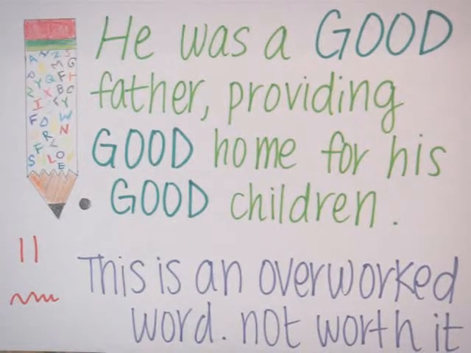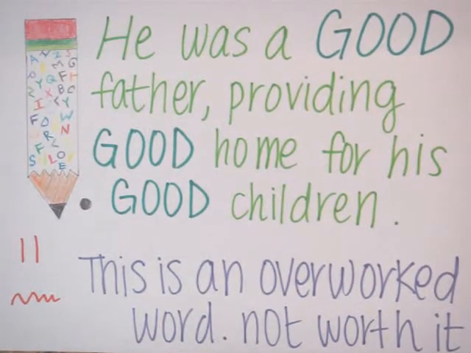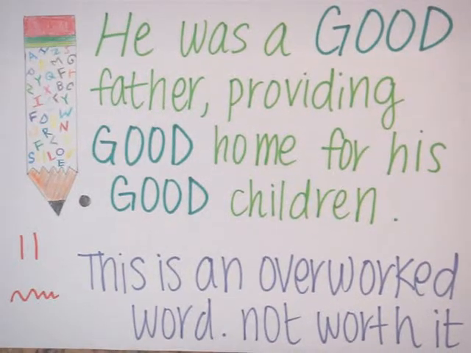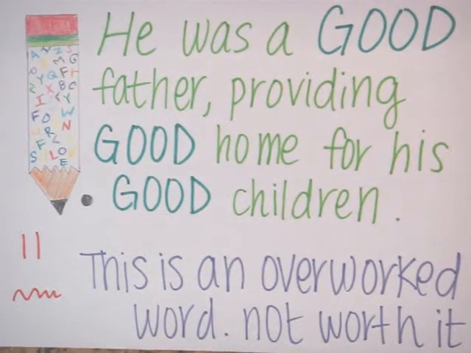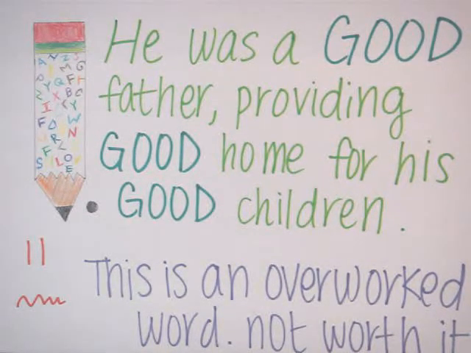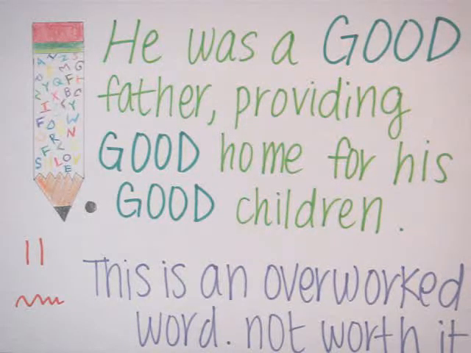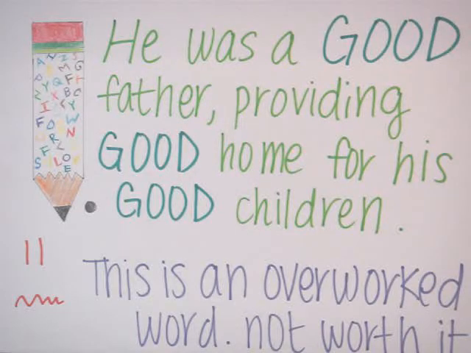Rule number 1. This is an example of a bad sentence. He was a good father, providing good home for his good children. This is an overworked word. It's not worth repeating. When using this pattern, you have to make sure that the word is worth repeating. An overworked word can make the sentence uninteresting and weird.